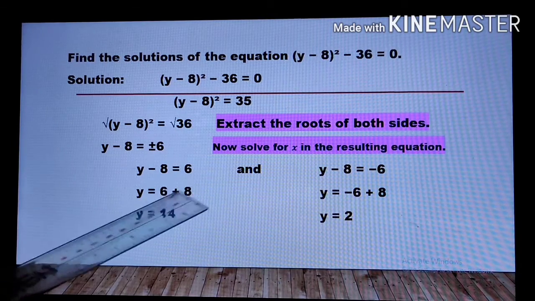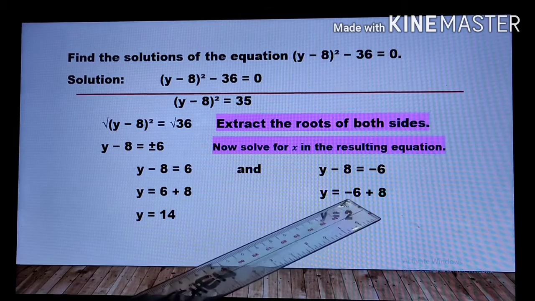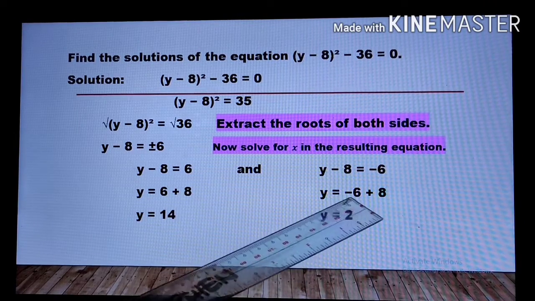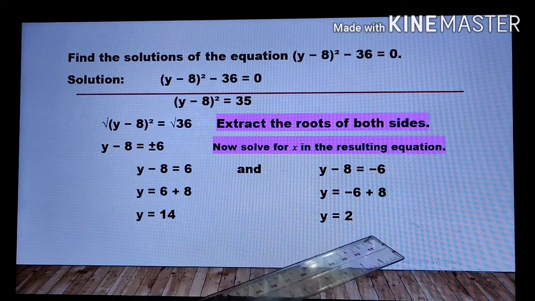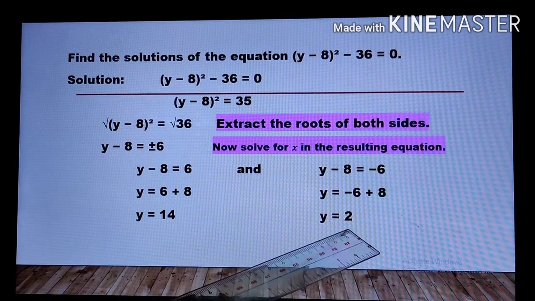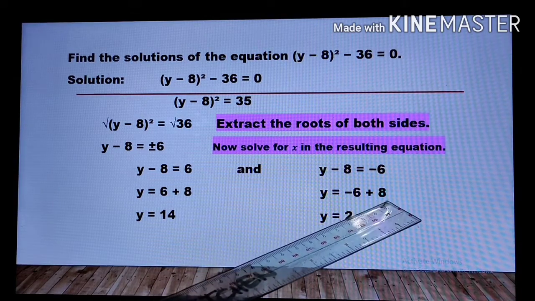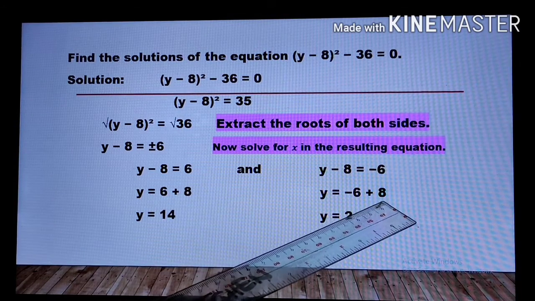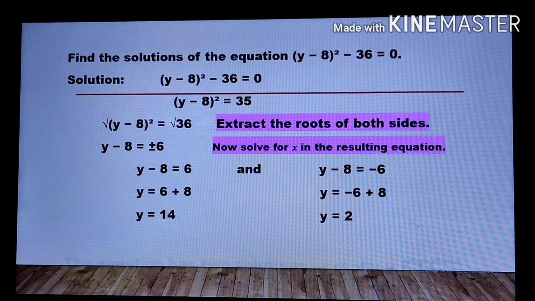So, y, 6 plus 8 is equal to 14. So, y is equal to 14. Then, this one, negative 6 plus 8, since they don't have the same sign, so we will subtract the numbers. 8 minus 6 is 2. Then, copy the sign of the greater value. Since 8 is greater than 6 and the sign of 8 is positive, so kukopyahin natin yung sign ng positive. That's why positive 2 ang sagot.